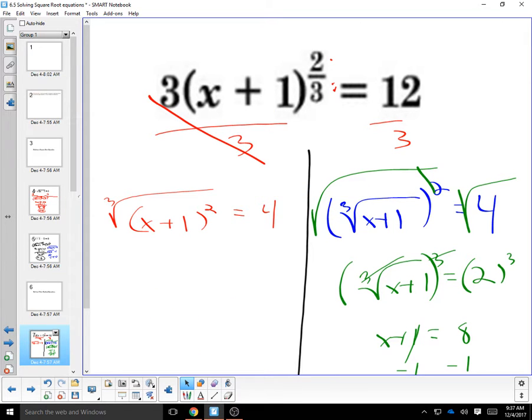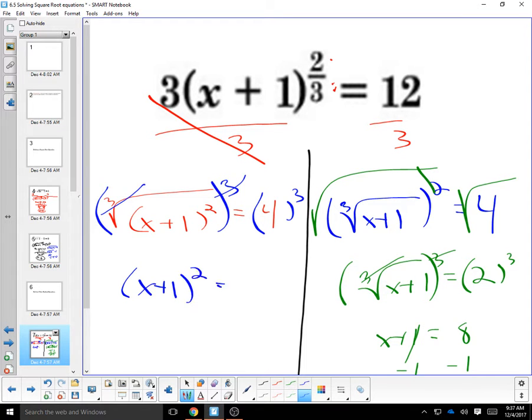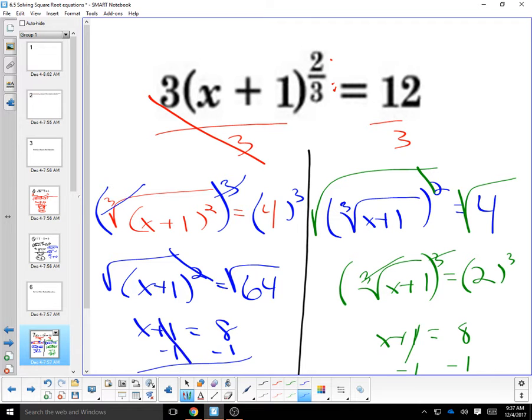Okay, so I want to get rid of this index of 3. And I'm going to do that by cubing both sides. This will make that go away. And you'll end up with what's inside, which is x plus 1, quantity squared. And that was, what did you say, 64? Okay. Now, I want to get rid of this square. I can use my square root. So, I square root and I square root. That leaves me with the inside piece, which is x plus 1 is equal to 8. And if I subtract 1, I'm going to get x is 7.